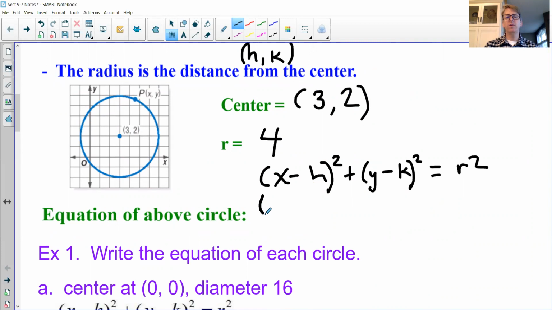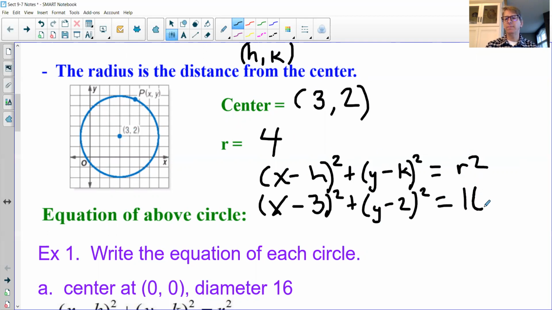So our equation of the above circle would be x minus the h, which is 3, squared, plus y minus the 2, and that's squared. And that is equal to the r squared, the radius. The radius in this case is 4, and the radius 4 squared would be 16.